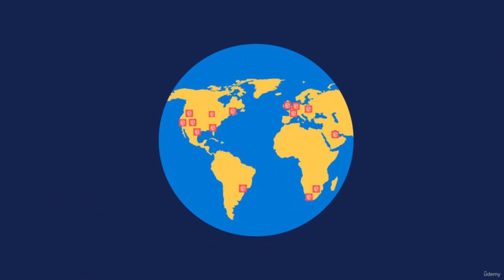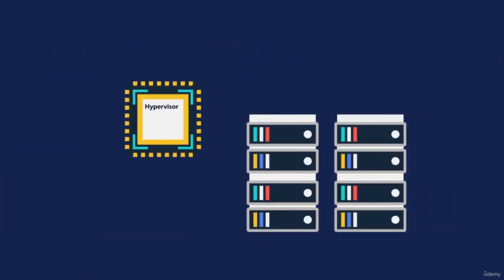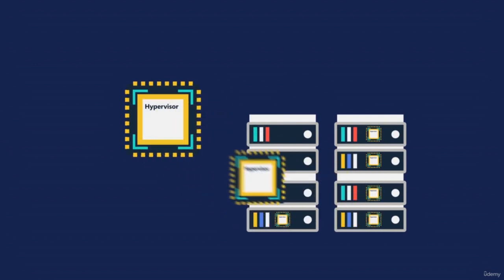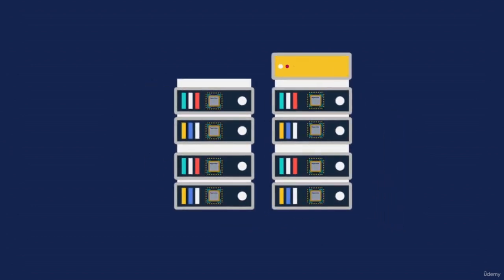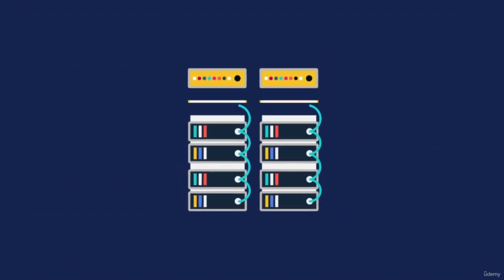Each data center has many racks filled with servers. Each server includes a hypervisor to run multiple virtual machines. A network switch provides connectivity to the servers. One server in each rack runs a special piece of software called a fabric controller.